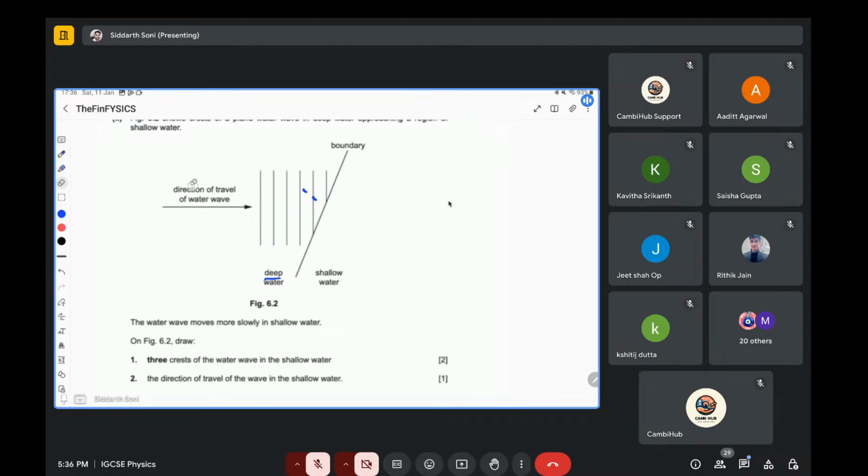If the question had been that it is going from shallow to deep, step 1 remains the same. Step 2 remains the same. Step 3, it will bend away from the normal, make it bend away. Step 4 remains the same, drop the wave front. Step 5, click and drag. You see they're parallel, which means now automatically you will see that the wavelength has increased.